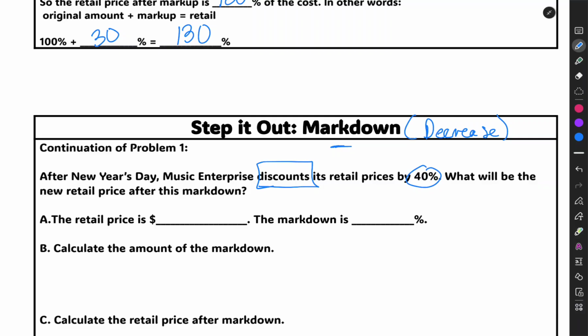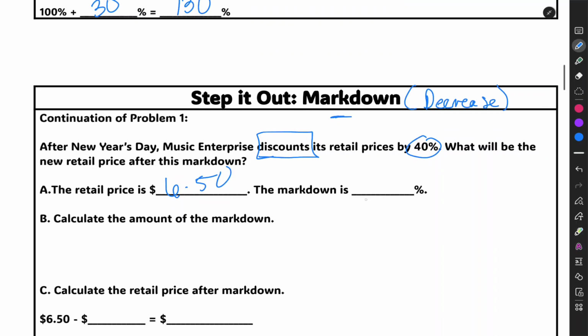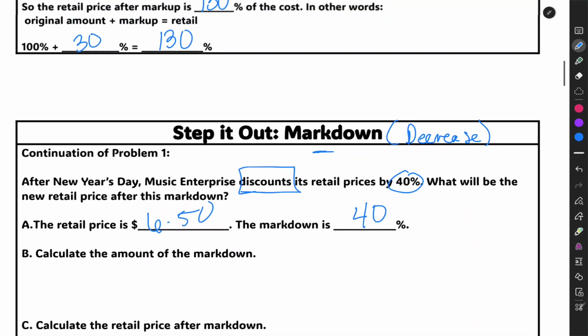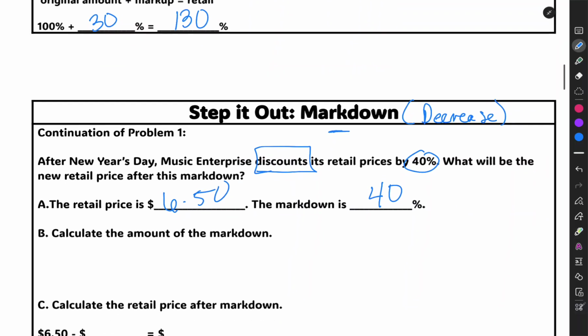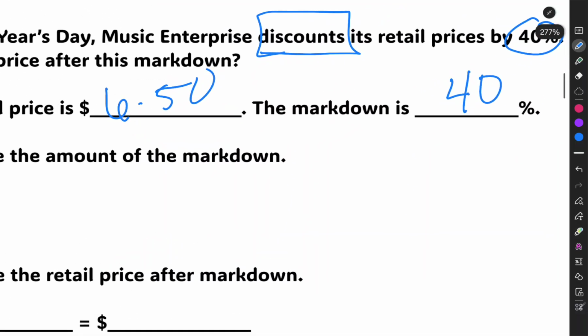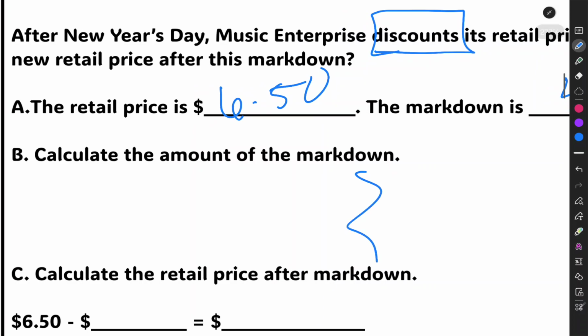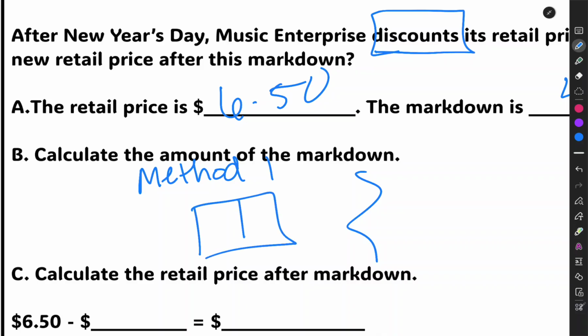So the original retail price that we found was $6.50. The markdown, the discount, is going to be 40%. So to find the new price, we could do both methods. So I'm going to show you both methods again. Method 1 would be like the box we did yesterday.